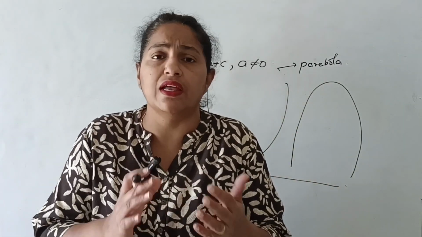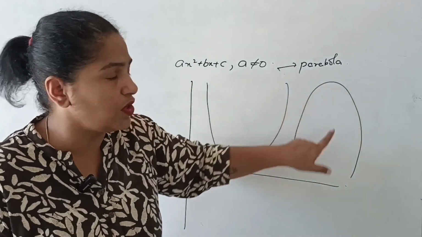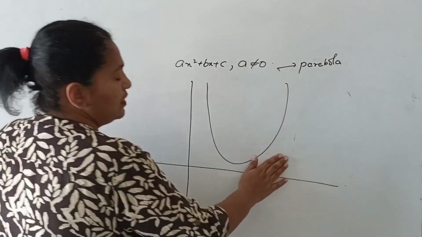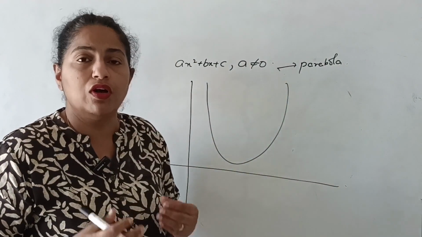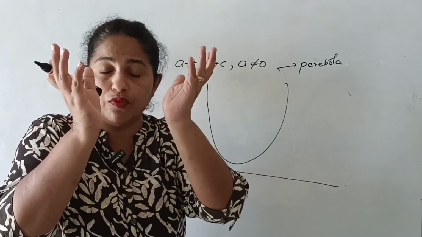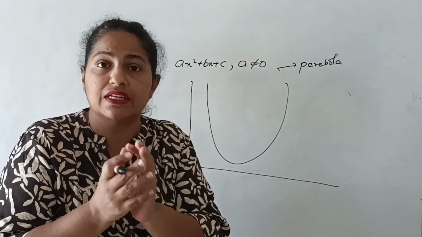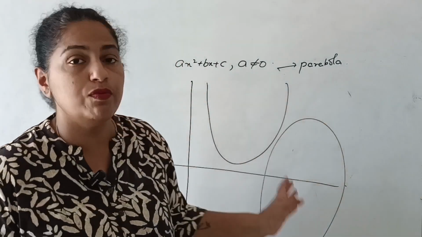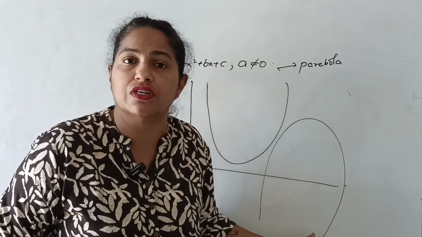Now a parabola can be of any form. Look at this parabola. Look at this particular parabola. What can you observe? It is like a U that is open upwards. But is it always necessary that the U should be upwards? You can also get a parabola as I drew before like this, which is opening downwards.